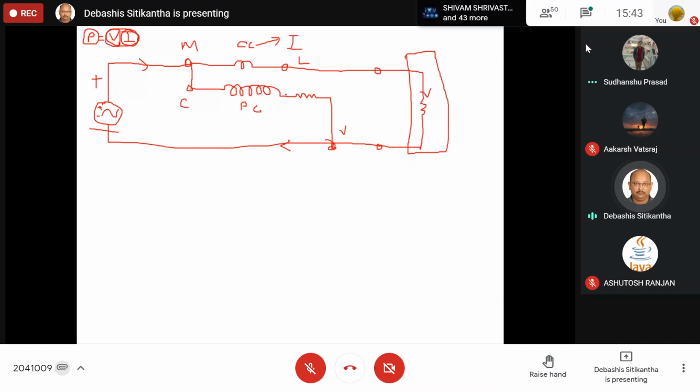Now let us concentrate on why we are using a resistance in series with this pressure coil. The first objective is to calculate this current. Obviously the current is flowing through this current coil.